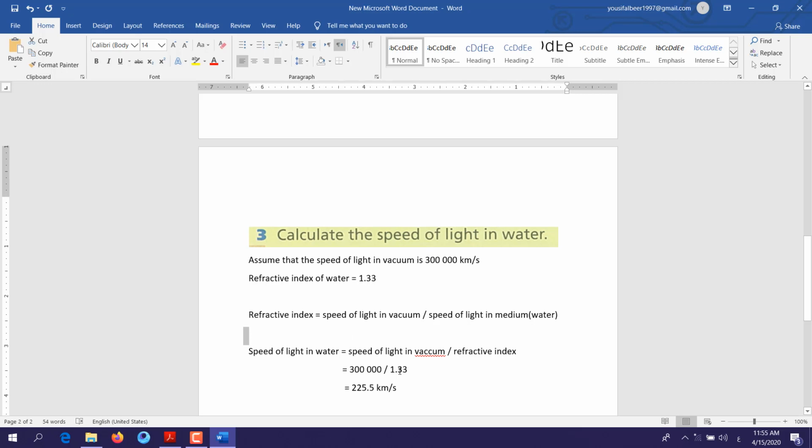So here, speed of light in vacuum is what? It's 300,000 km per second over the refractive index of water, which is 1.33. So the answer is, in your book they round it, 226,000 km per second.